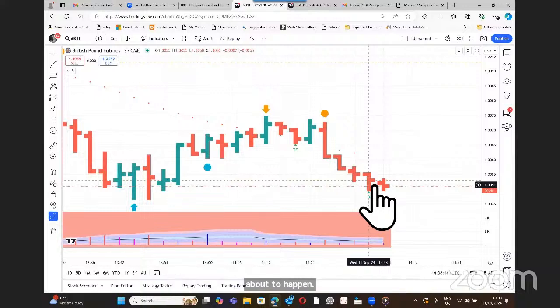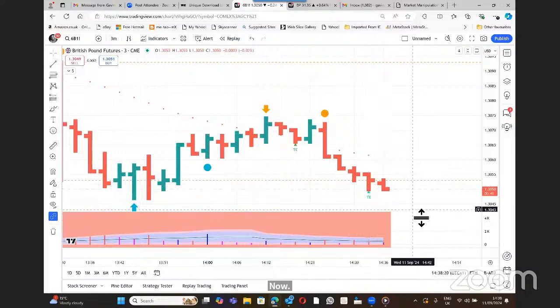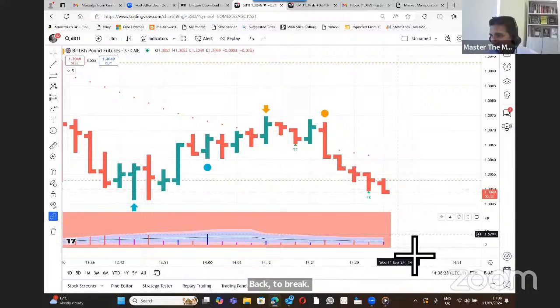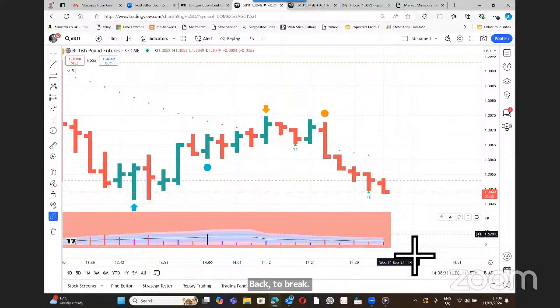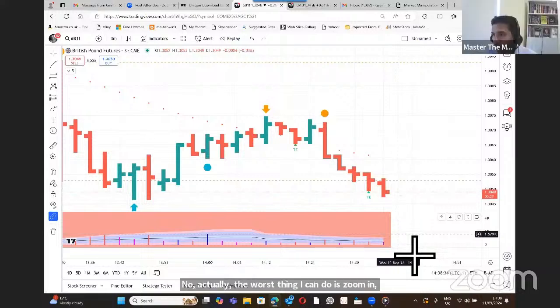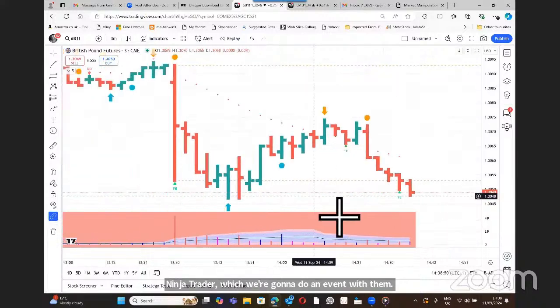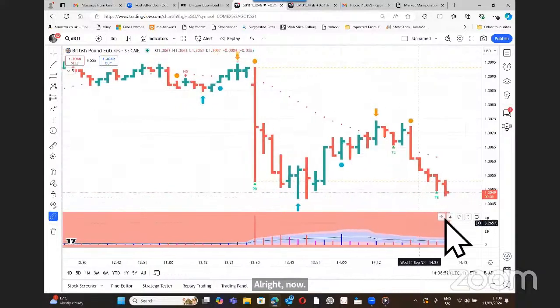It's about to break. Now, you might ask, how do I know this? What's the volume at the bottom of the screen here? Watch. It's about to break. Maybe zoom in a bit more on the volume, Gavin. No, actually, the worst thing I can do is zoom in because it's about to break. I do have the volume on the other screen too on NinjaTrader, which we're going to do an event with them. And by the way, we're looking forward to that. But watch what's about to happen. Right now, okay, we can zoom in a bit on the volume here.